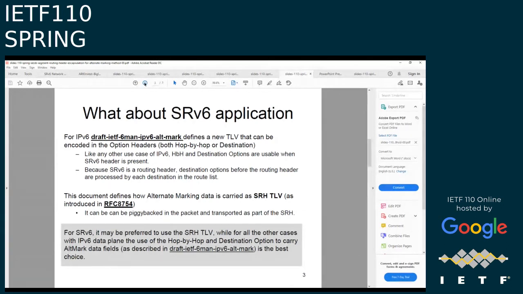But this document aims to discuss and define a new SRH TLV in which we can encode the alternate marking data. And in this regard, we would like to hear the feedback from the Spring Working Group in order to discuss if this is convenient to do that, or we can use the destination option together with the segment routing header. Maybe for SRv6, it may be preferred to use the SRH TLV, but for the IPv6 data plane in general, of course, hop-by-hop and destination option are the best choice.